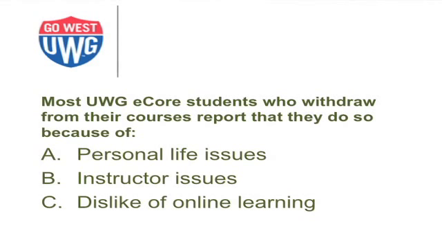And then the third one, most University of West Georgia ECOR students who withdraw from their, and that should actually be university system, not University of West Georgia, who withdraw from their courses report that they do so because of A, personal life issues, B, instructor issues, or C, just a general dislike of online learning. Who thinks it's A? And who thinks it's B? And who thinks it's C? And why does Houston Davis not have to vote?